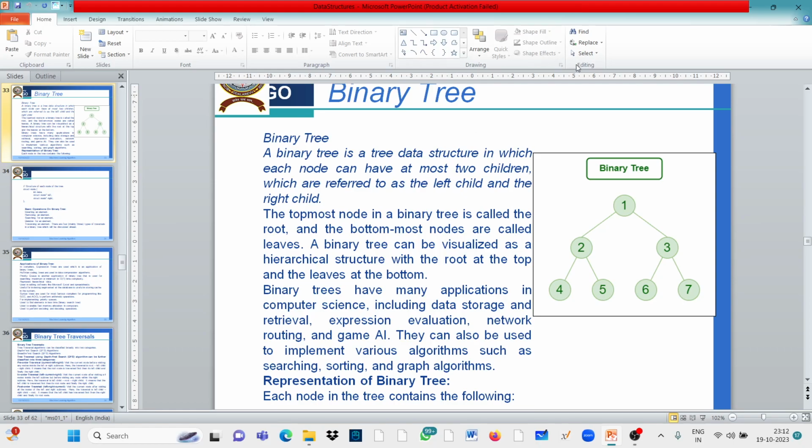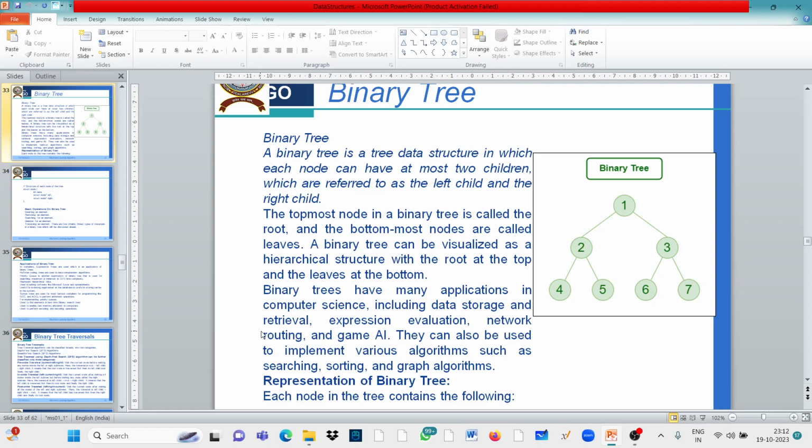Okay. For example, 1 is the parent node. It has two children, that is 2 and 3. So 2 is a parent. It has two children, 4 and 5. 3 is a parent. It has two nodes, that is 6 and 7. You get it now? So the topmost node is called the root. Here you see 1 is the root. A binary tree can be visualized as a hierarchical structure with the root at the top and the leaves at the bottom. So 1 is the root, and 4, 5, 6, 7 are the leaves.